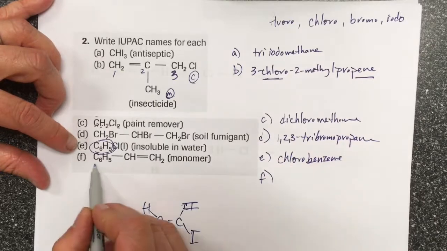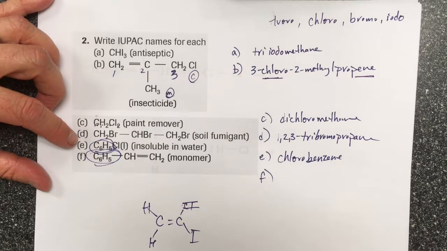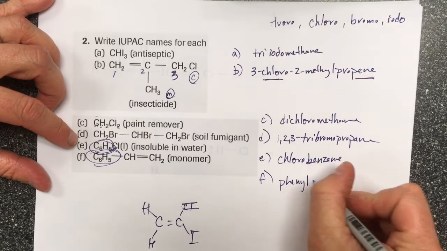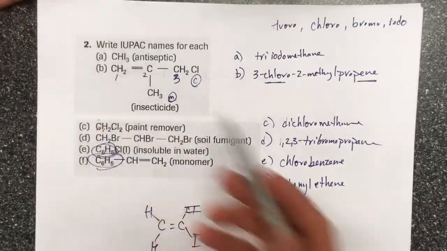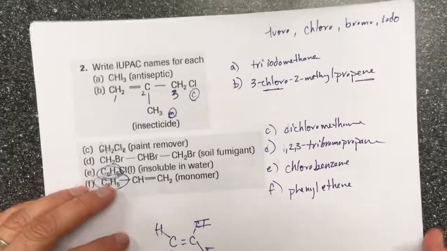And F, this is again a benzene attached to an ethene, so this is going to be phenylethene. Why they gave that molecule to you while you're naming organic halides, I have no idea, but that's how you would come up with that one.